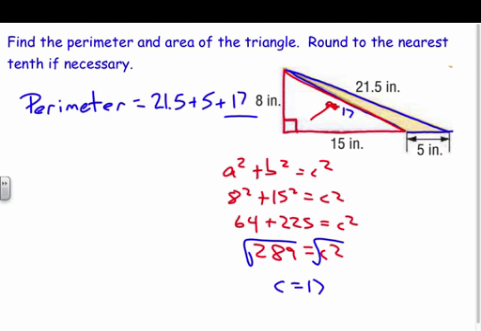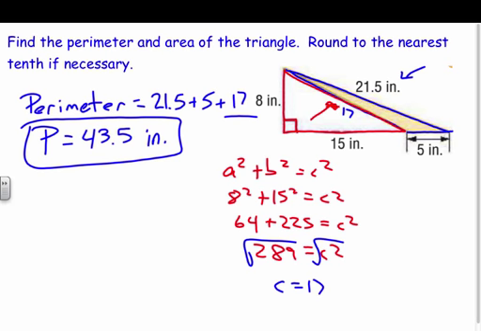So I got to add 17 as well. So it looks like the perimeter is going to equal 21.5 plus 5 plus 17, which gives us 43.5. And we need a label. It's just a distance. And what distance are we dealing with? Inches. So 43.5 inches for the perimeter. Good so far?